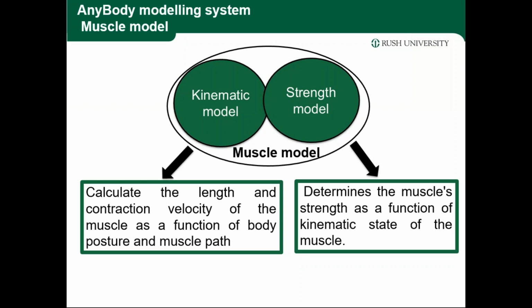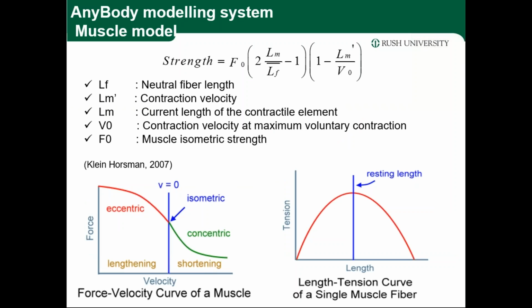And after that, the strength model comes into play. It determines the muscle strength as a function of the kinematic state of the muscle. Here is the equation which describes a muscle model in the AnyBody Modeling System. So the muscle strength is a function of muscle isometric strength, the contraction velocity, the current length of the muscle, and the contraction velocity at maximum voluntary contraction. This is how muscle strength is defined in AnyBody.